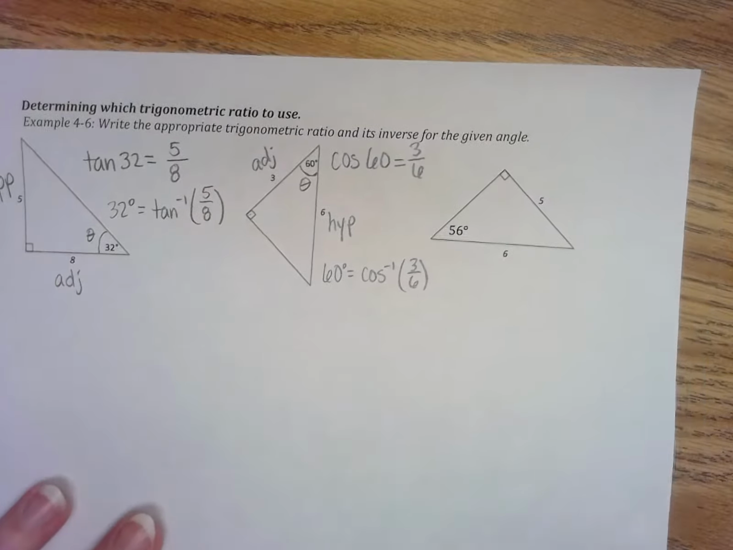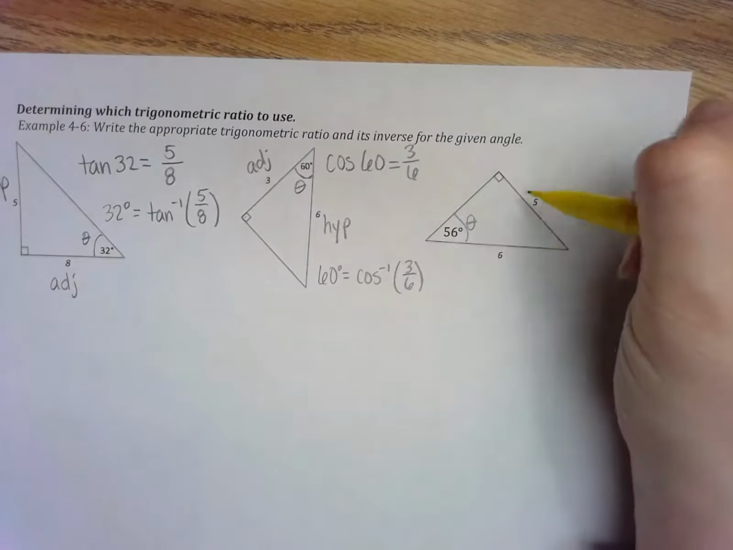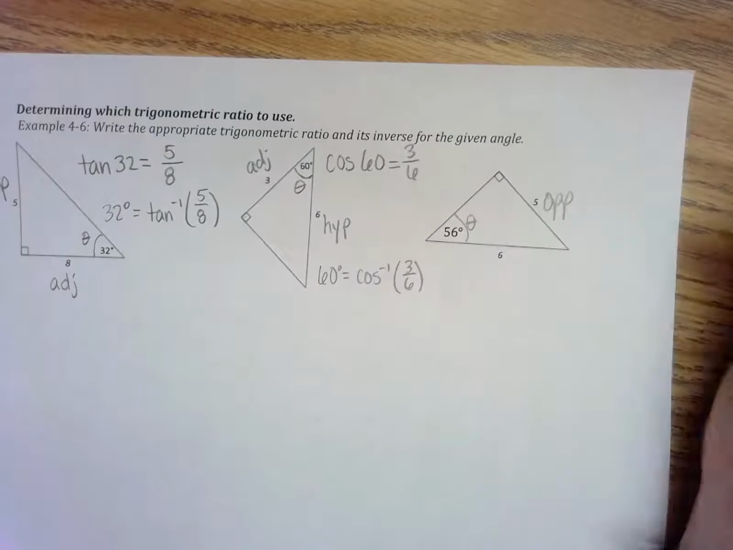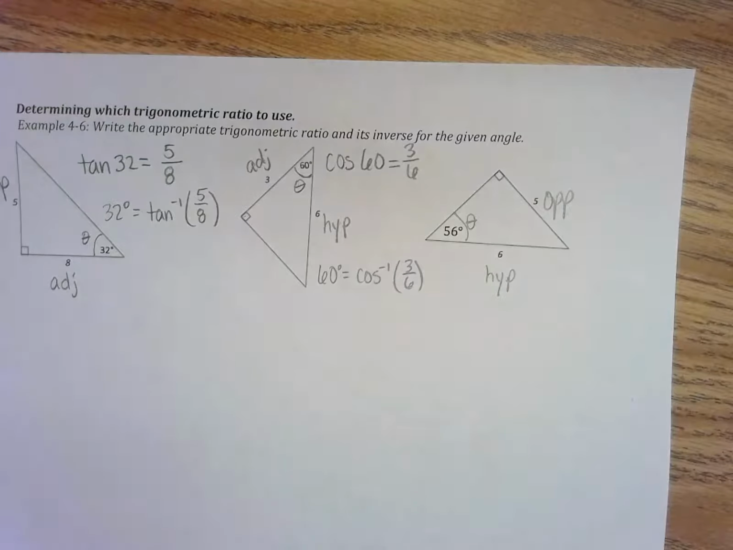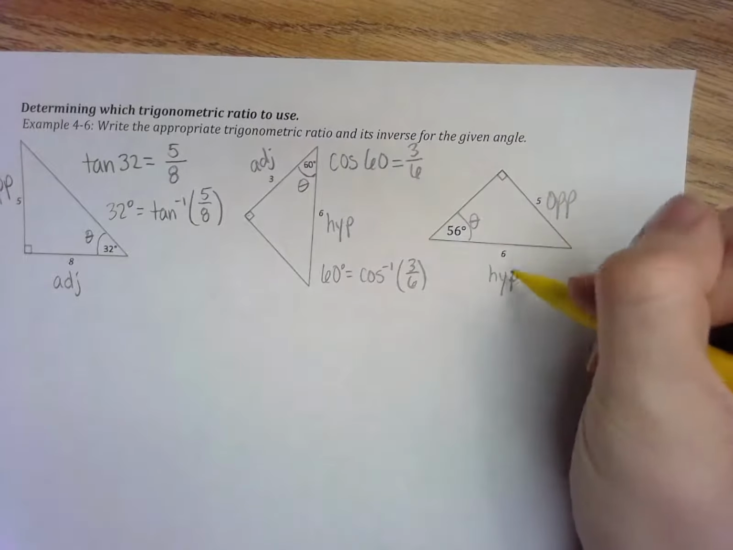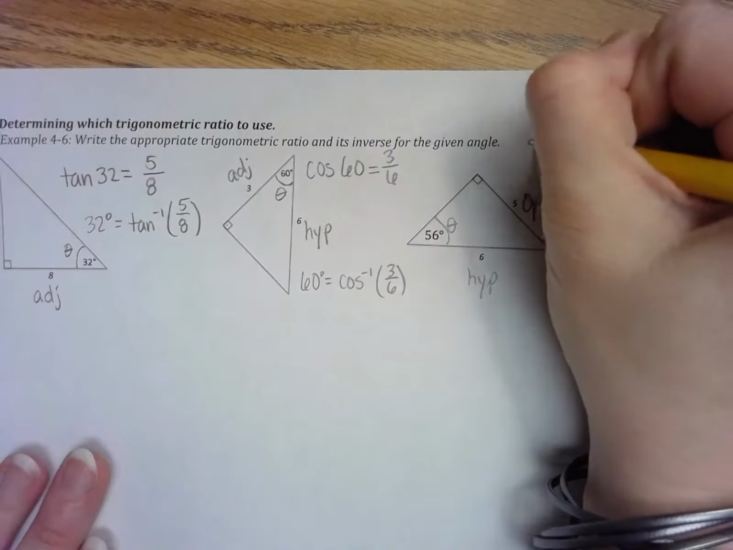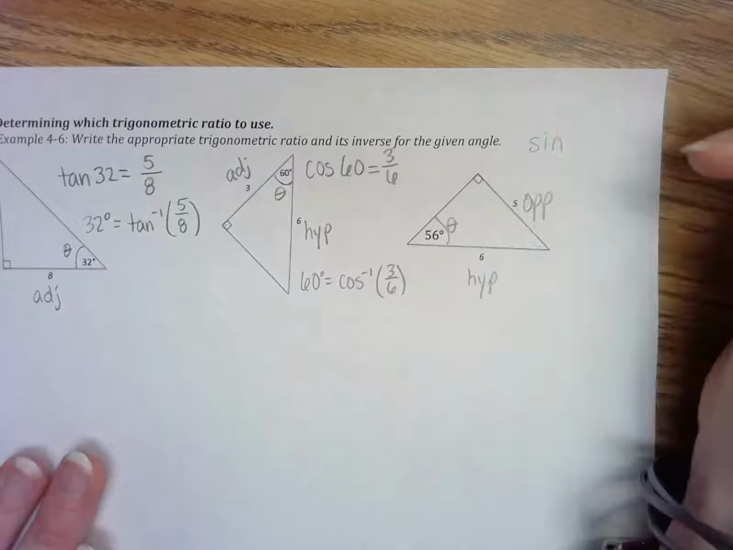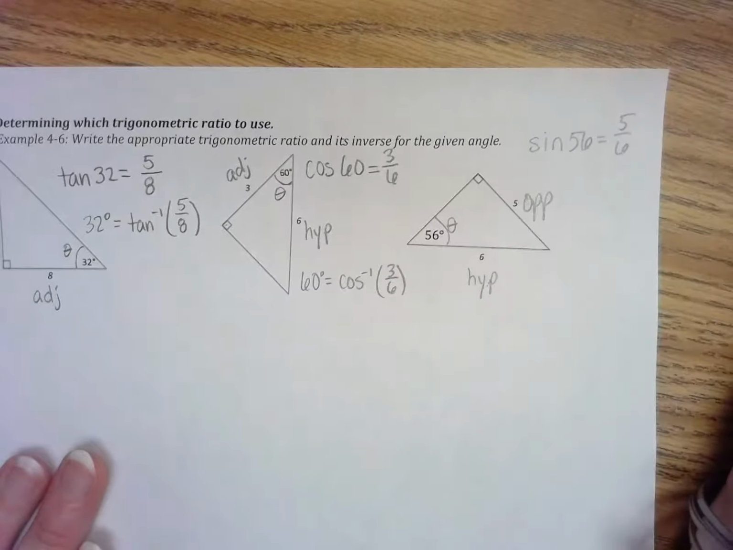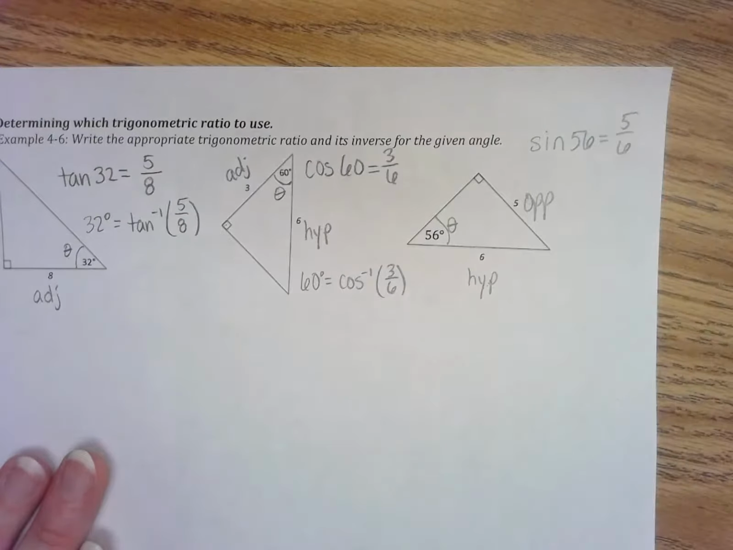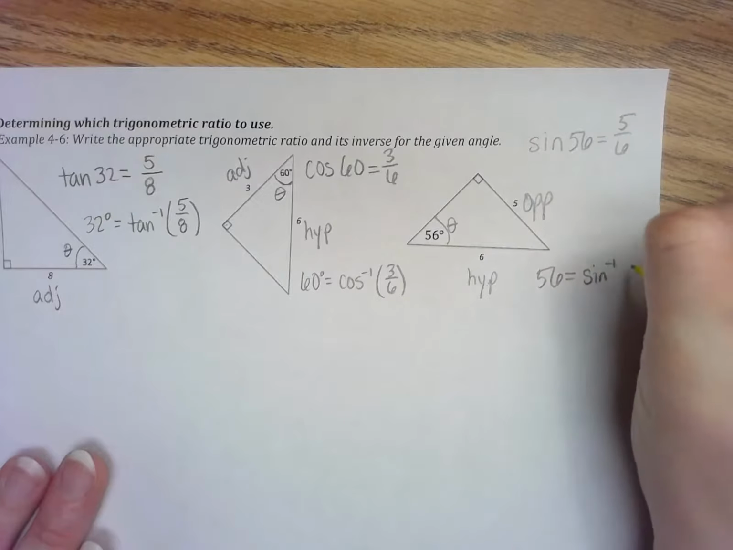Let's look at our final one here. We've got our theta angle at 56 degrees. We know the opposite side, and we know the hypotenuse. So SOH-CAH-TOA, that's what we've got, an opposite and hypotenuse. So that right away is sine. Sine of 56 equals 5/6. And then we can do the inverse of that. So 56 degrees equals the inverse sine of 5/6.